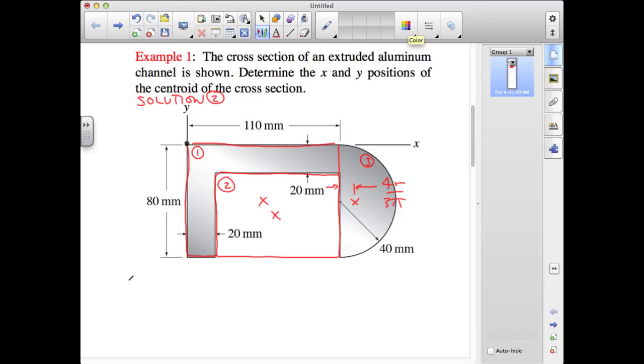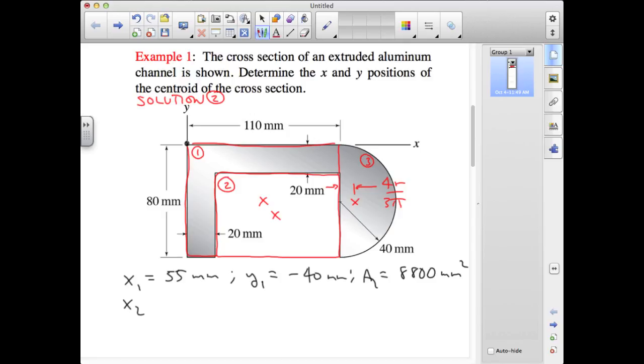So here the center of the first rectangle is half of 110 millimeters, it's 55 millimeters. And y1 is minus 40 millimeters. The area is 110 by 80 millimeters, and that's 8,800 millimeters squared.